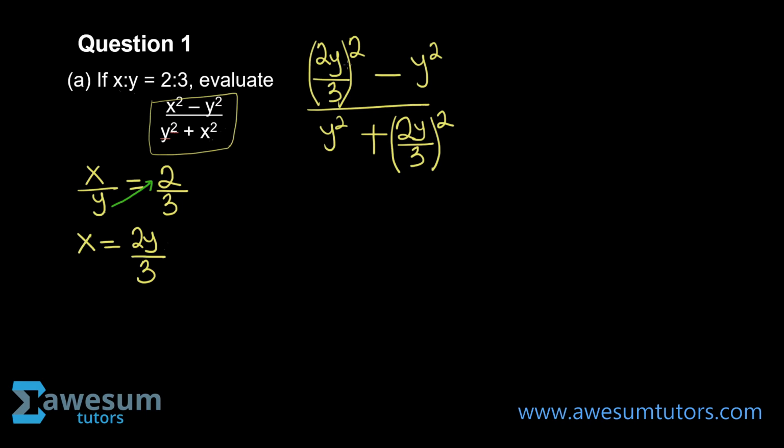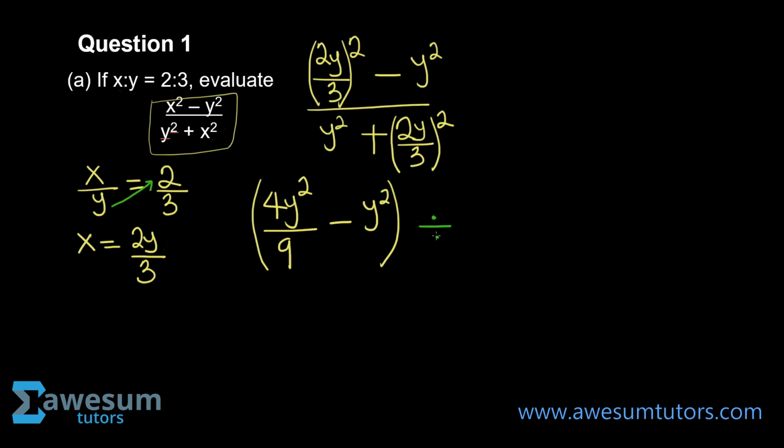Now let us break this out. 2y over 3 squared means you need to square everything. So 2y squared is 4y squared, over 3 squared, which is 3 times 3, 9, minus y squared. That is the numerator side of the fraction. I put all this in brackets, and then this is the division sign. I'm trying to make life easy for myself by putting a division sign.